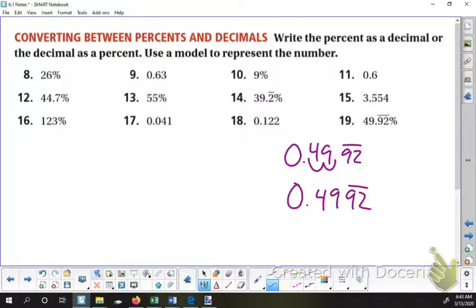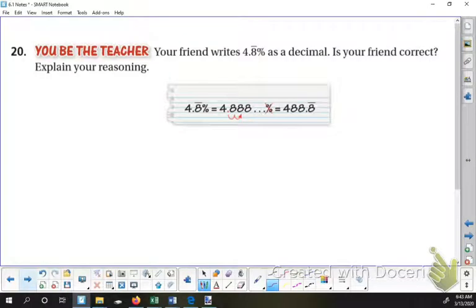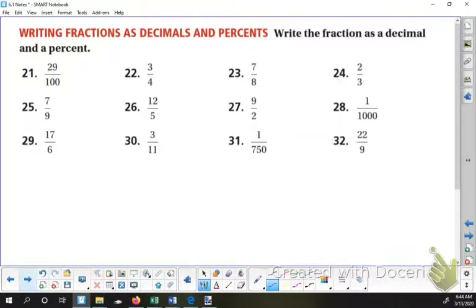So let's take a look at the next section here. Your friend writes 4.8 percent as a decimal, is your friend correct? Okay, so looking at this, and remember, how many places do you move the decimal point? Which one always looks larger, a percent or a decimal? Those are key things to remember, because with the decimal or the percent, you literally are dividing by 100 to get the decimal.